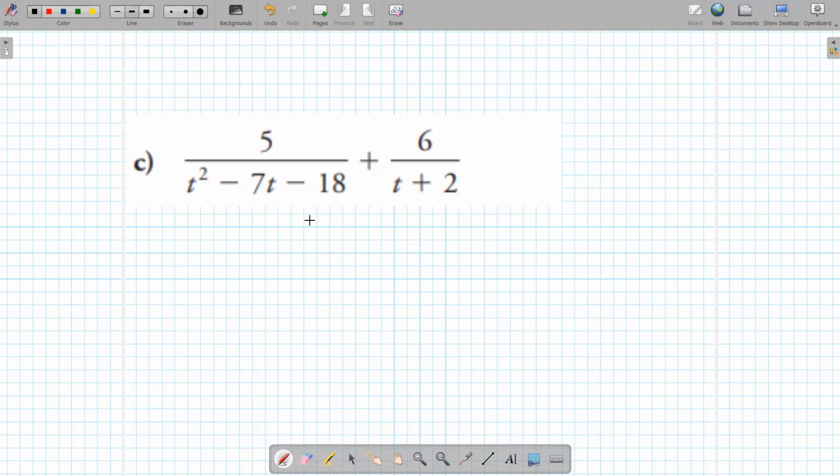Anyways, let's look at this question. What are we trying to do here? We're trying to simplify. Look at the bottom. We have t squared minus 7t minus 18. How do we factor this? Use man, because it's a quadratic trinomial. What are the numbers? It's going to multiply to negative 18. It's going to add to negative 7.